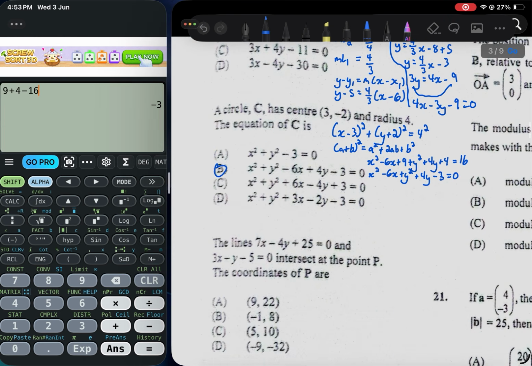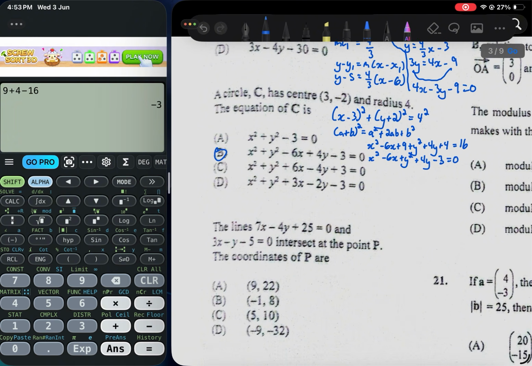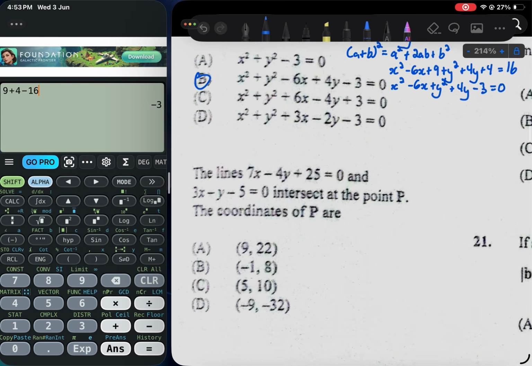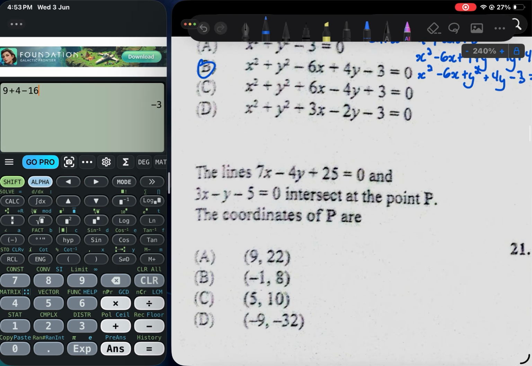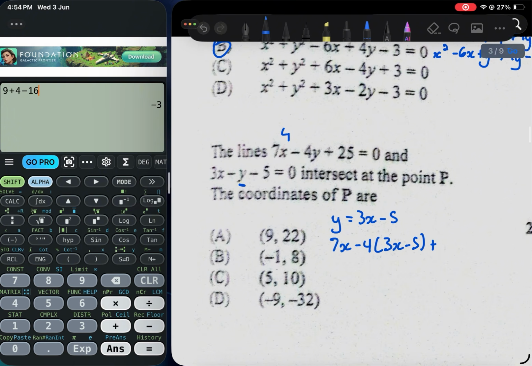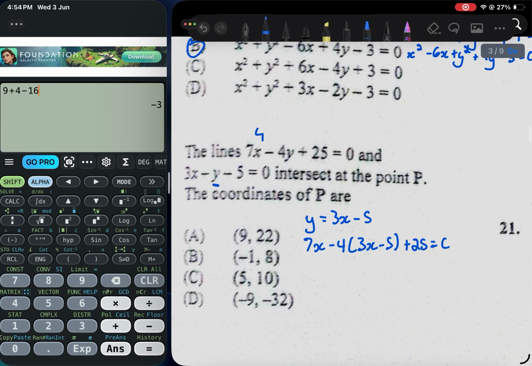The line 7x minus 4y plus 25 is equal to 0, and 3x minus y minus 5 is equal to 0 intersect at the point P. The coordinates of P are... okay, we're going to have to transpose and make y the subject of line 2. So once we do that, we're getting y is equal to 3x minus 5. And we substitute this into L1. So 7x minus 4 times (3x minus 5) plus 25, which is equal to 0.